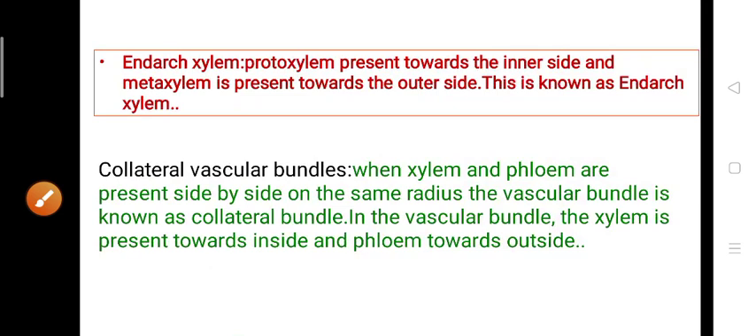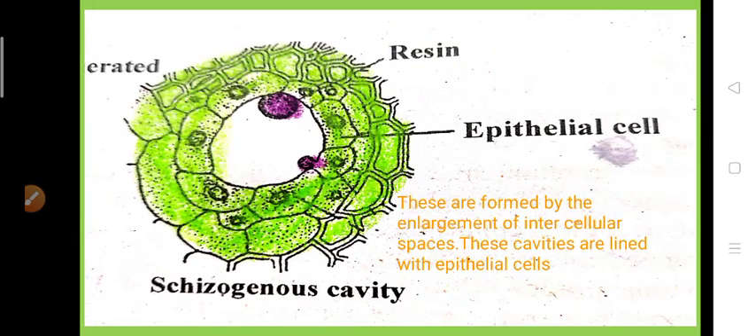Albuminous cells substitute the function of companion cells. The central part of the stem is with a small amount of medulla.